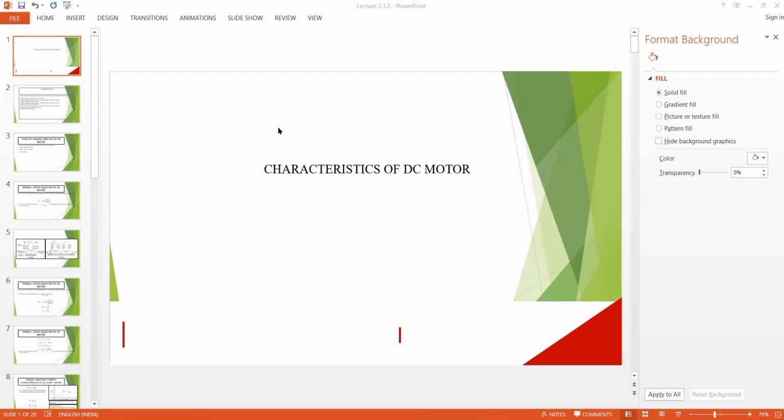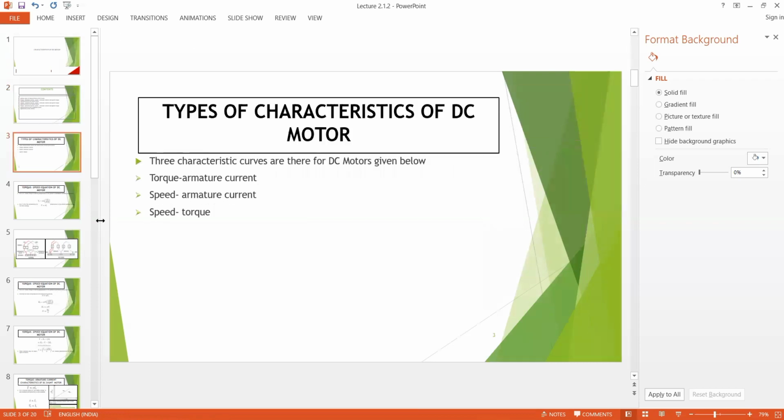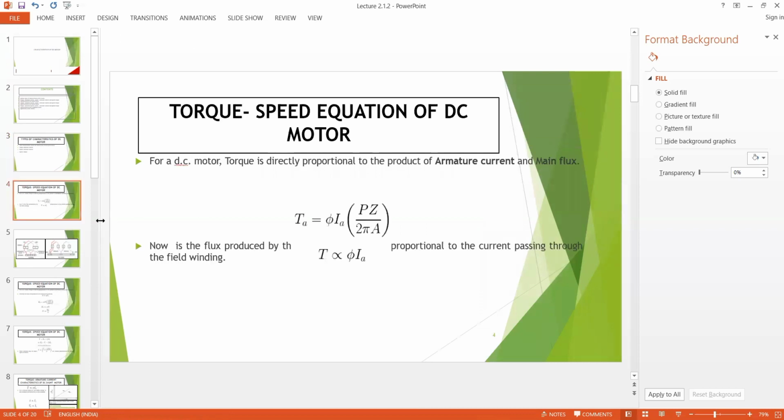So this is characteristics of DC motor. In this, we are talking about the contents, various types of characteristics. As I told you, torque current and torque speed characteristics. So there are three different characteristics which we are going to deal with: torque armature current, speed armature current, and speed torque characteristics.